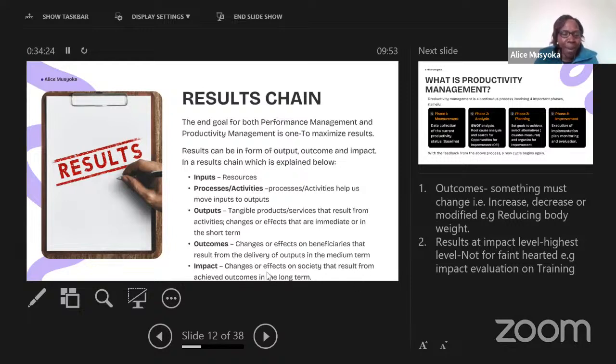And then we have impact. And allow me to say that when you are measuring performance or you are measuring results, this level of impact is not for the faint-hearted. It is not easy to measure impact. You have to really work very hard to be able to say what is the impact as part of the results.